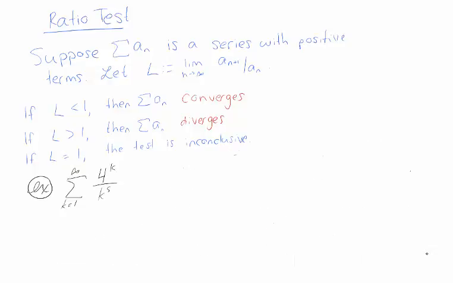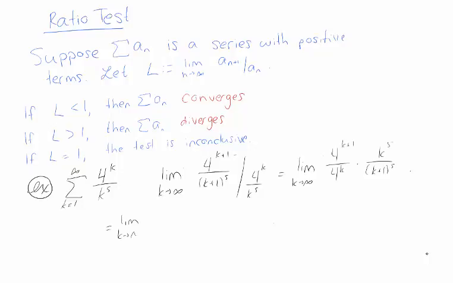Let's do a second example. Suppose I want to use the ratio test to determine whether this series is going to converge or diverge. Again, I'm going to take the limit as k goes to infinity of my k plus first term divided by my kth term. To find out this limit, it's usually nice to group the terms that are similar. So I'm going to put the 4's together and the other terms together. Now 4 to the k plus 1 over 4 to the k leaves me with a 4. And this other piece is k over k plus 1 to the power 5.